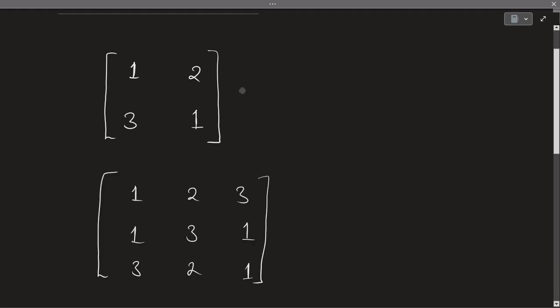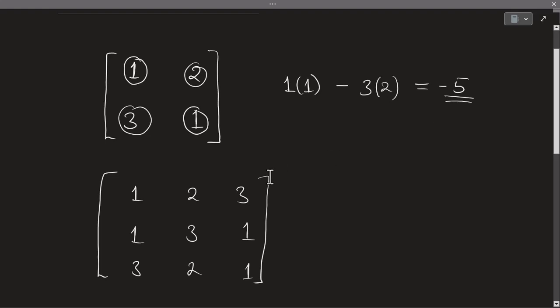To find the determinant of a matrix for a 2 by 2, we simply multiply this element with this one, 1 by 1, minus the product of this element here and this element. So that will be 3 multiplied by 2. In this case, the determinant of this matrix here is going to be simply 1 minus 6, which is minus 5.